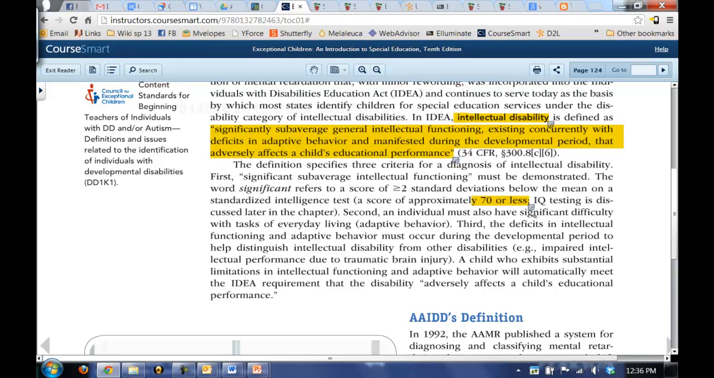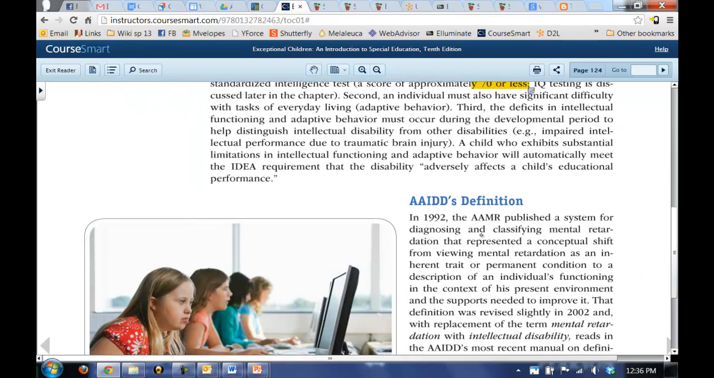And the second, the individual must also have a significant difficulty with tasks of everyday living. And that's adaptive behavior. Significant. That's more subjective. That's more somebody's interpretation, a teacher or parent's interpretation. And third, the deficits in intellectual functioning and adaptive behavior must occur during the developmental period to help distinguish intellectual disability from other disabilities. A child who exhibits substantial limitations of intellectual functioning and adaptive behavior will automatically meet the IDEA requirements.